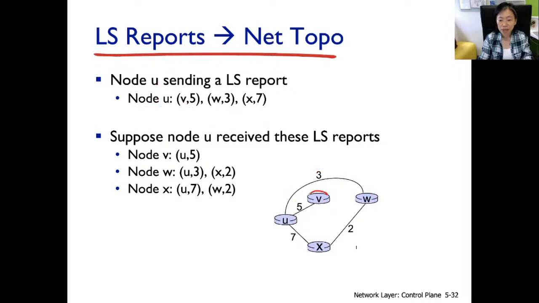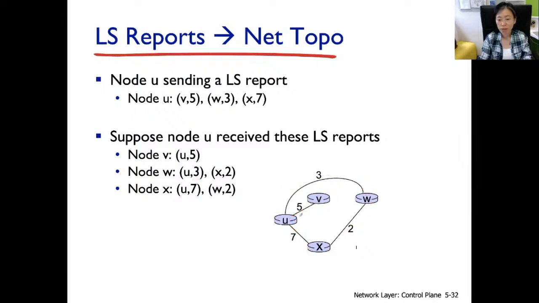Similarly, V is going to generate its link state report, which is going to contain only one entry. It connects to U, link cost 5. The link state report from W should look like this: 2 neighbors, U and X, cost being 3 and 2. The link state report from X contains 2 entries, U and W, link cost 7 and 2.